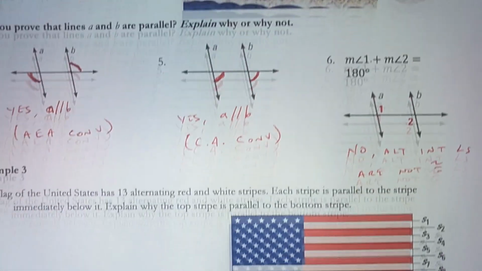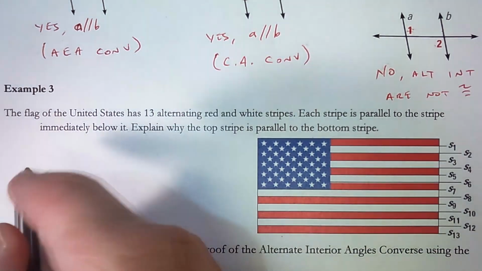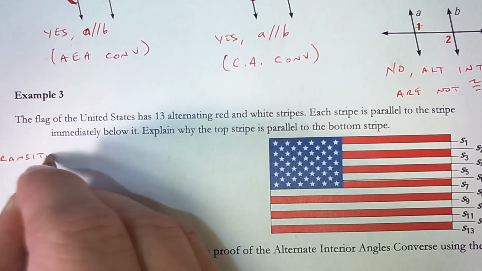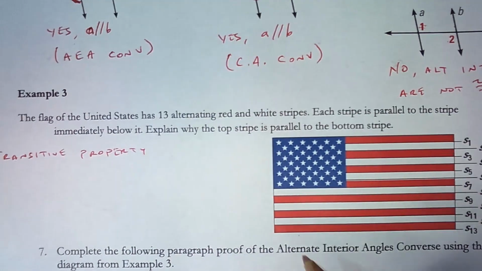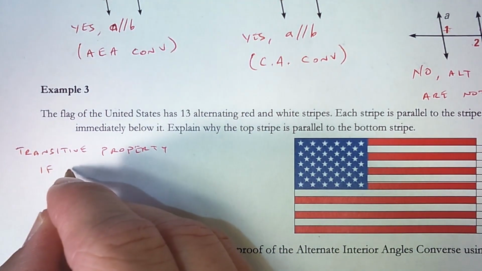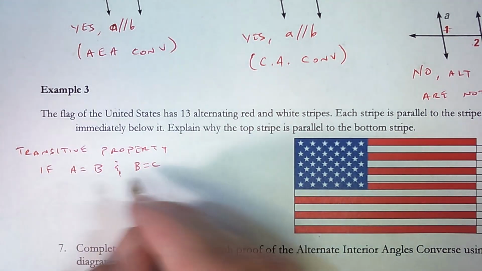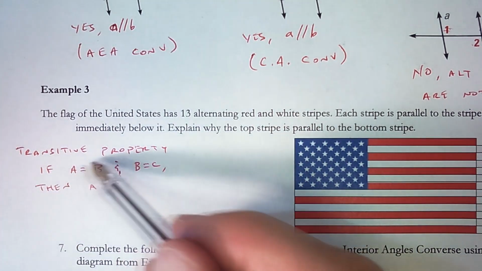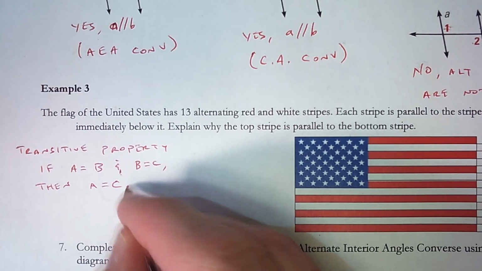On to example 3, and we're going to talk a little bit about parallel lines in particular. There is a property called the transitive property, so I'm going to make a note here. You may recall having learned this before. The transitive property says that if A equals B and B equals C, then A must equal C. Because A and C are equal to the same thing, then A and C are equal to each other.